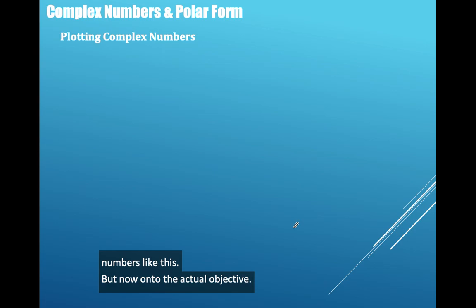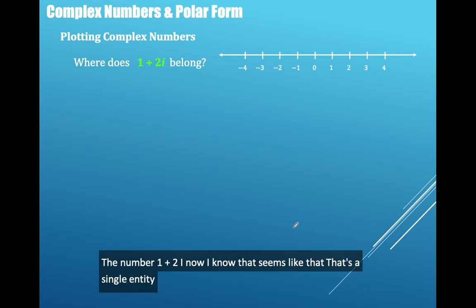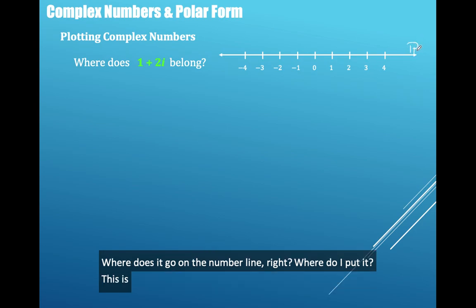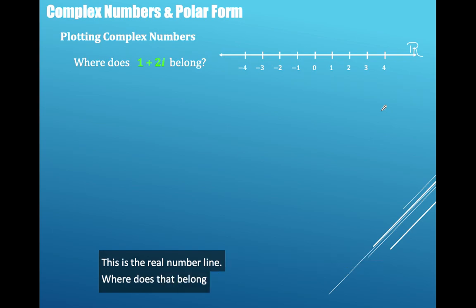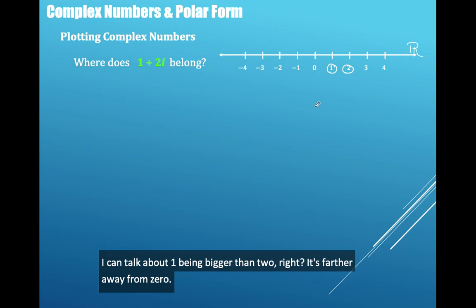Plotting complex numbers. The number 1 plus 2i. Now I know that seems like a single entity, 1 plus 2i. Where does it go on the number line, right? Where do I put it? This is the real number line. I can talk about the number 2, and I can talk about the number 1 on the number line, and I can talk about 2 being bigger than 1, right? It's farther away from 0 on the right.